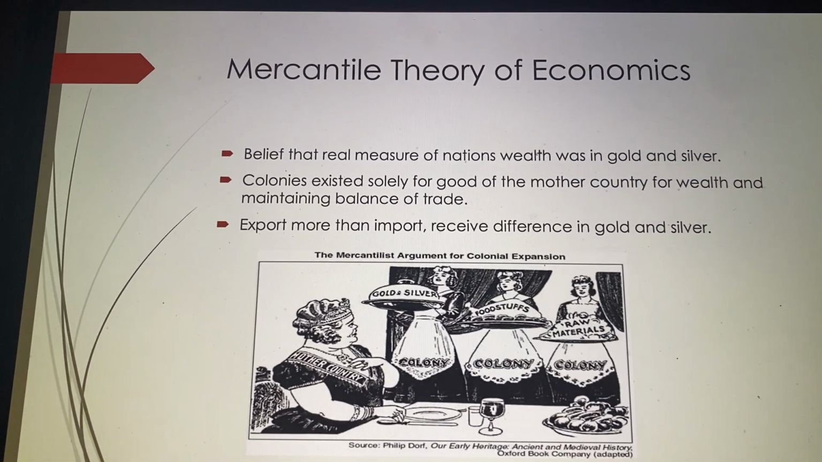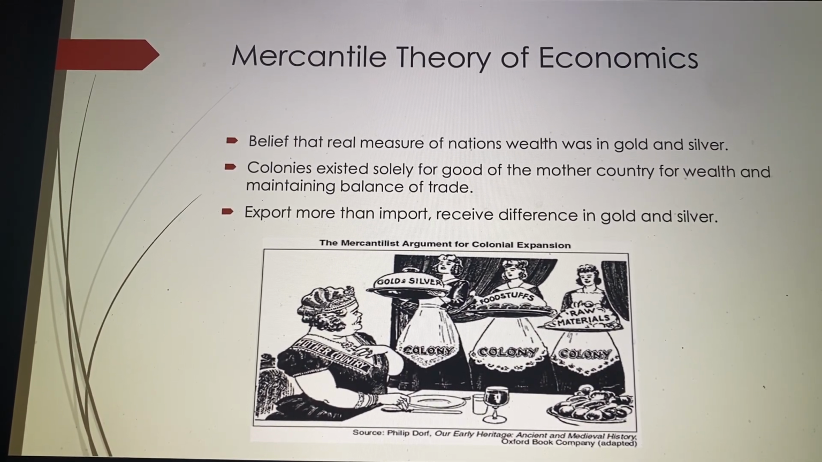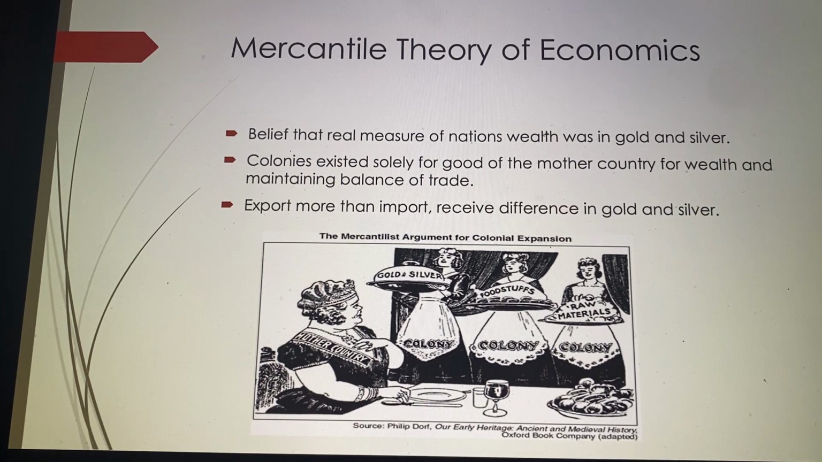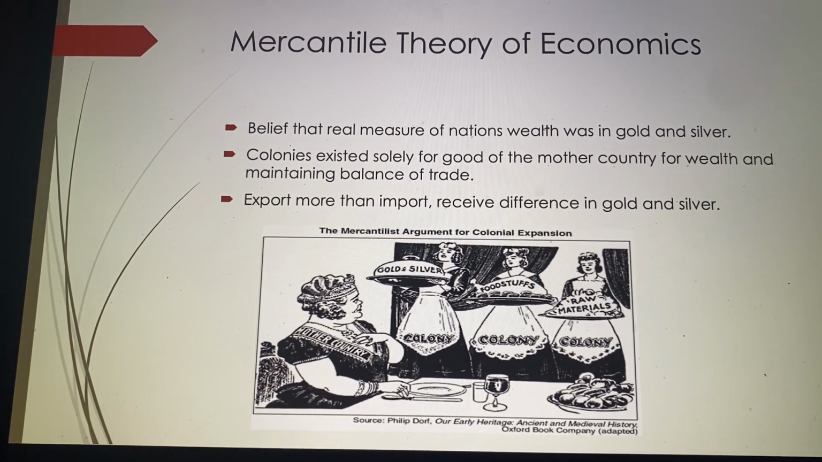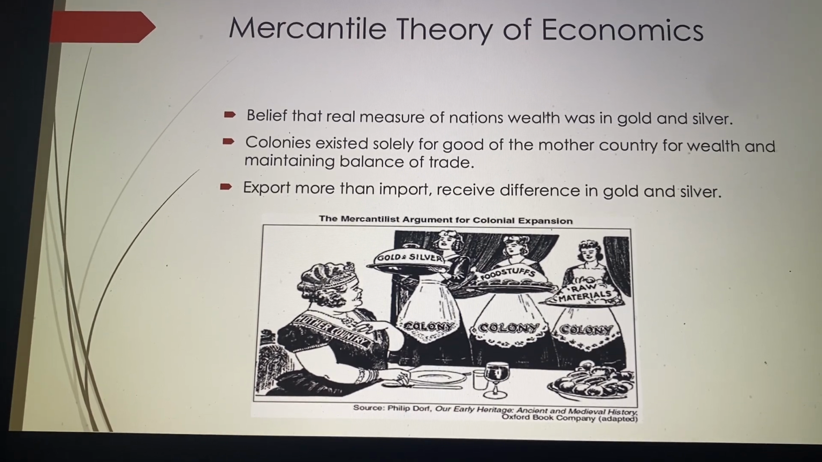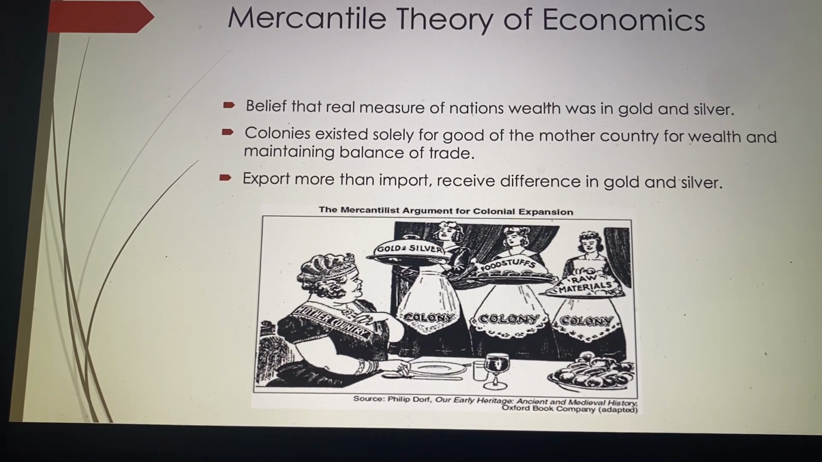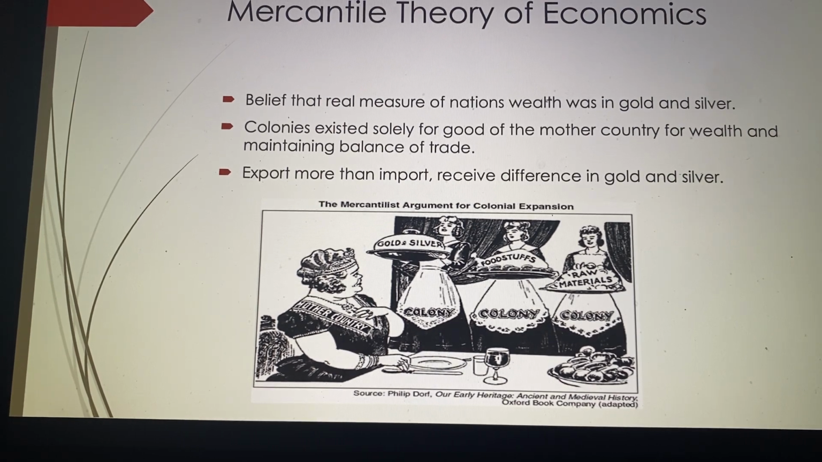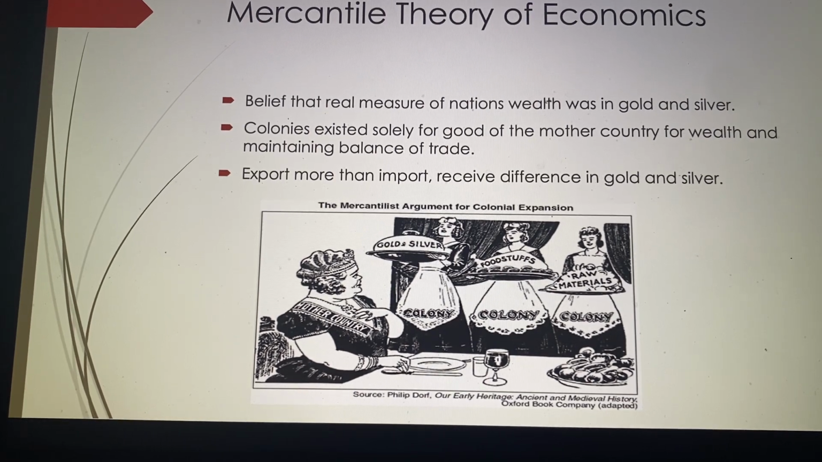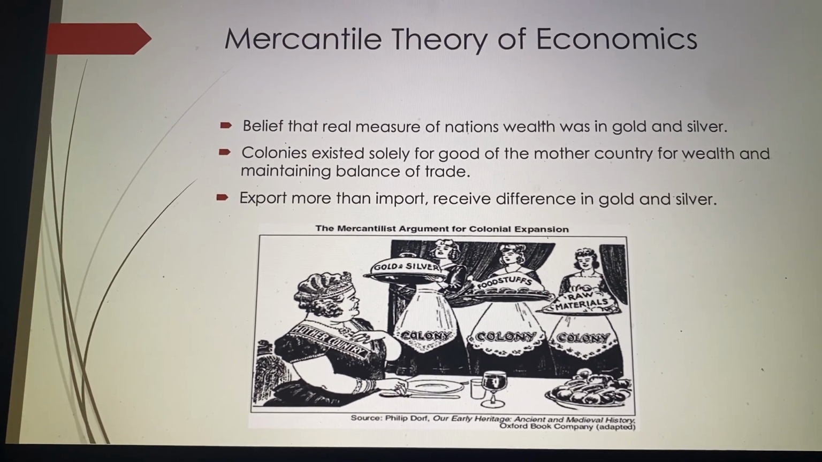The mercantile theory of economics. We have to stop there and talk about this, because this was the belief that the real measure of a nation's wealth was in how much gold and silver they had. The colonies existed solely for the good of the mother country for wealth and maintaining the balance of trade. Exports were more than imports then, and they received their difference in gold and silver. Basically, see the picture of gold and silver and foodstuffs and raw materials all given to the mother country. So England thought America exists for our benefit, for the mother country's benefit. That's the mercantile.